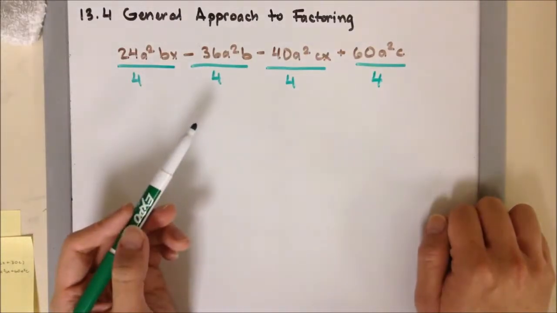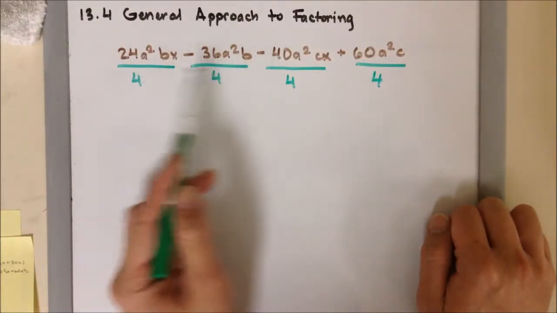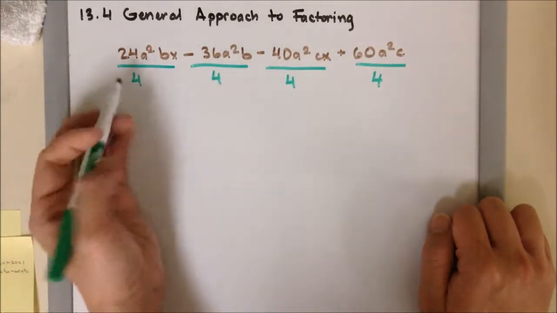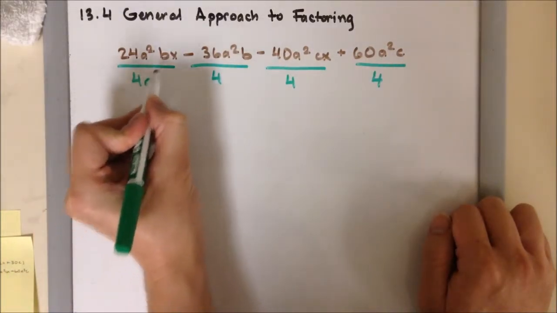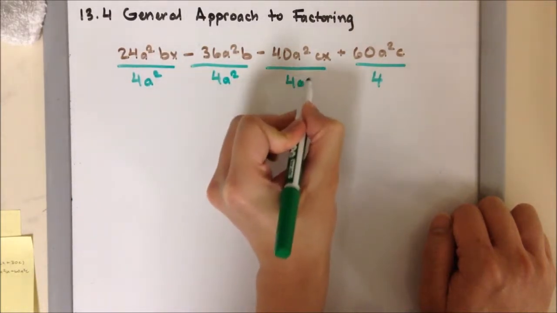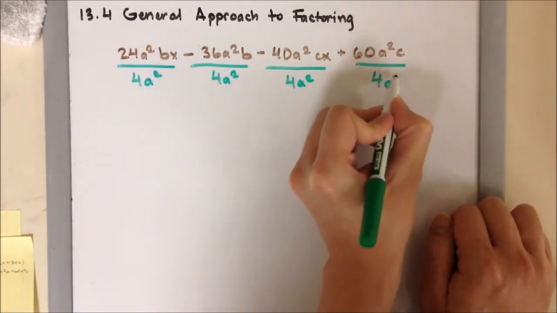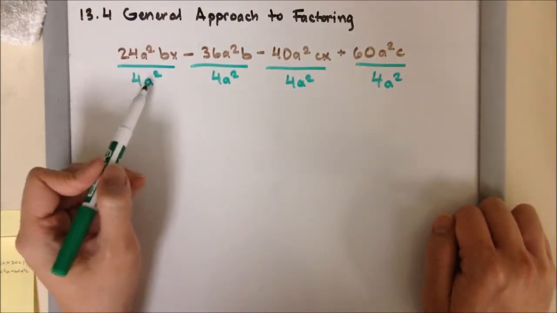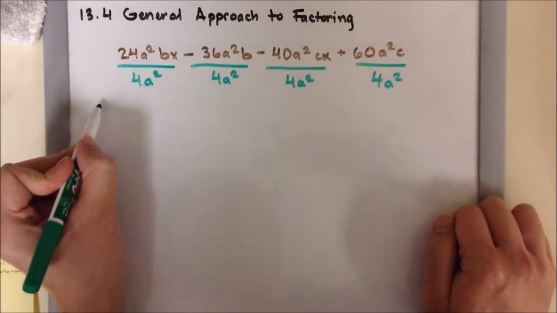Now let's check if there's something else in common within each of the terms. The a squared is in each of the terms, so I'm going to include that in our greatest common factor. So I'm going to divide each term by 4a squared. That's our GCF. So let me put that outside here.